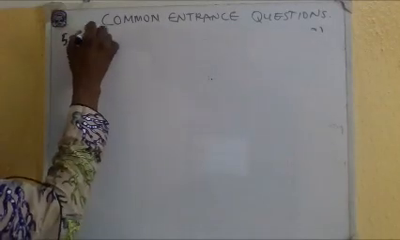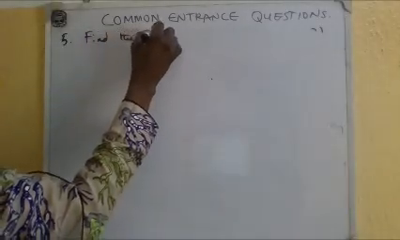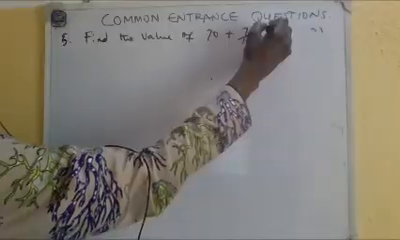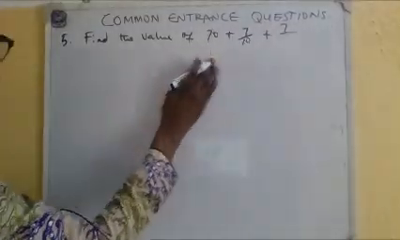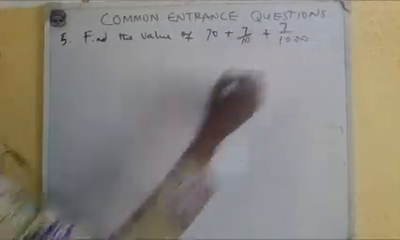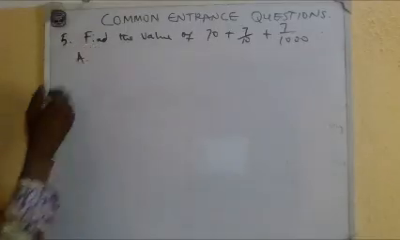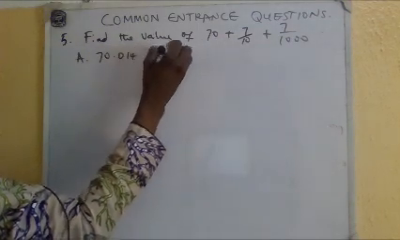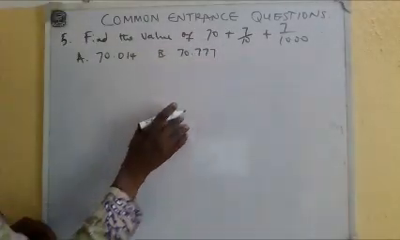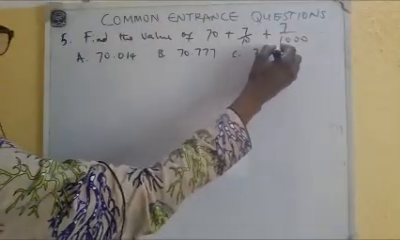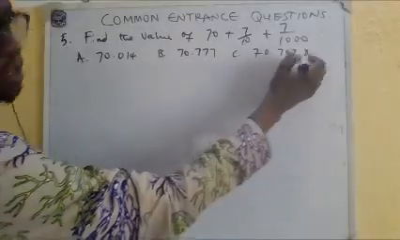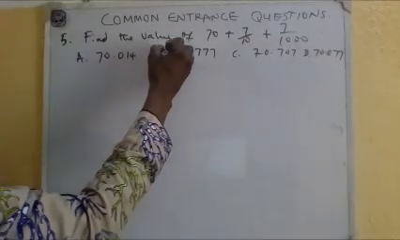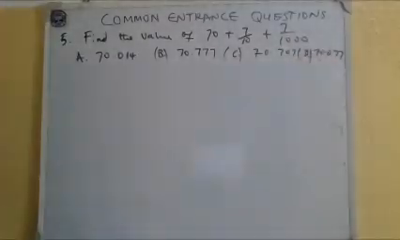It says, find the value of 70 plus 7 over 10 plus 7 over 1000. Okay, so we have our options as A, 70.014, B, 70.777, C, 70.707, and D, 70.077. Let me bracket it so that you can know the difference between the options and the answers.